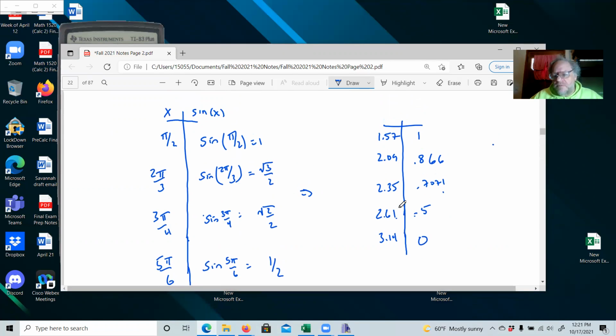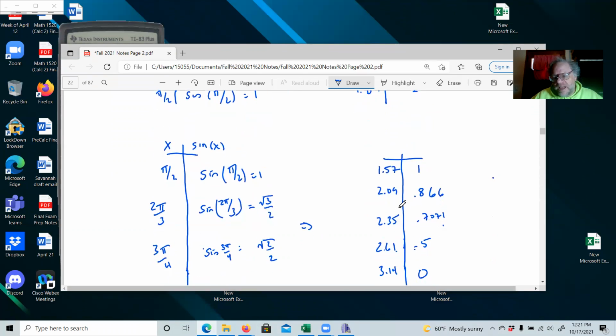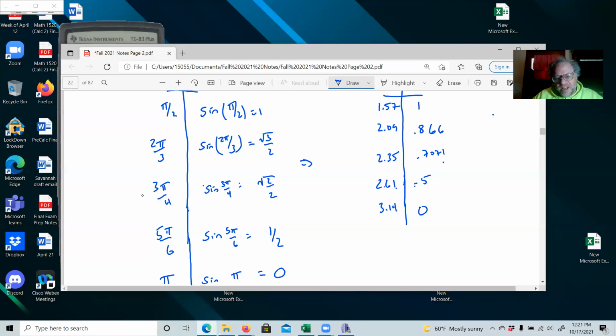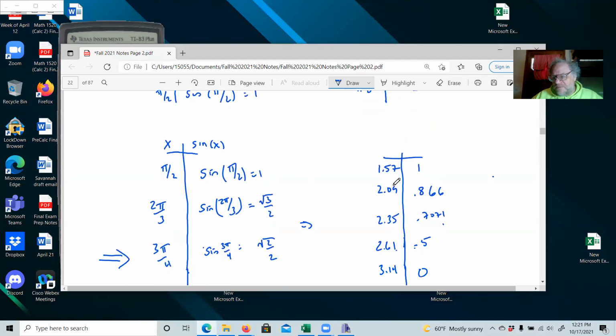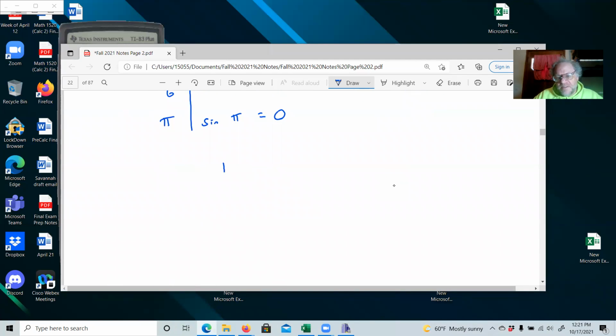The only reason I'm doing this, so when it says exact, these numbers are exact. Over here, these are the numbers that are exact. Over here, these are approximations, because you know what we're going to do? We're going to graph.